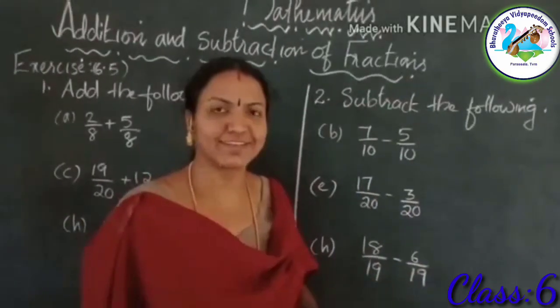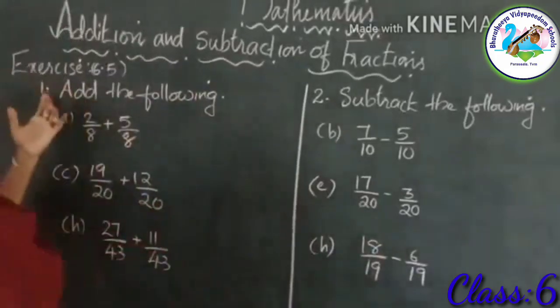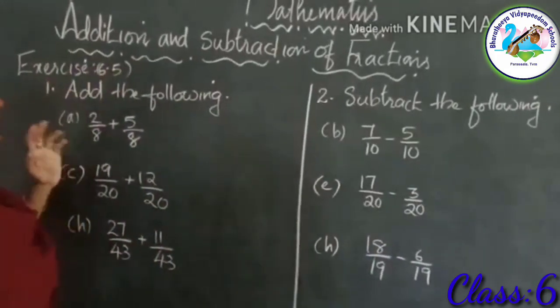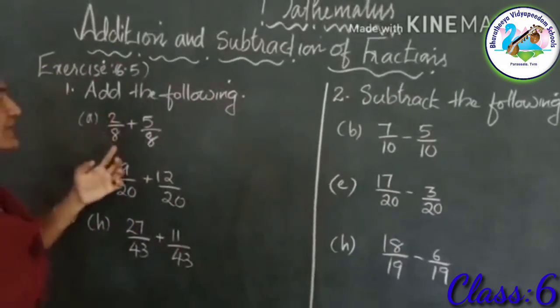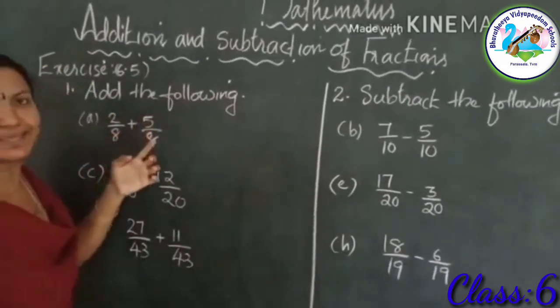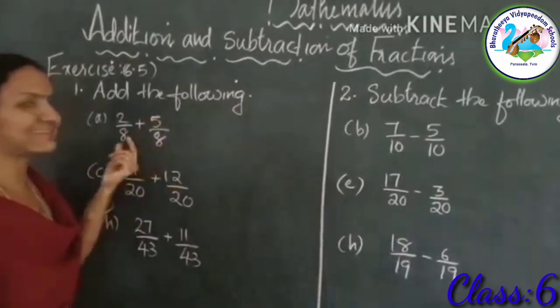Next we shall discuss the addition and subtraction of fractions. First problem from exercise 6.5 and the following. Option A, 2 by 8 plus 5 by 8. Here the denominators are same.